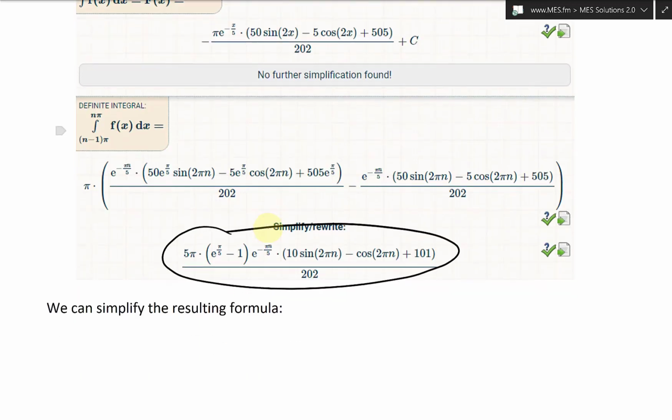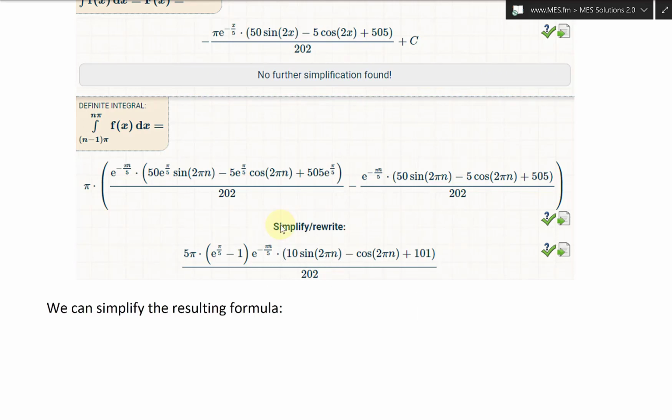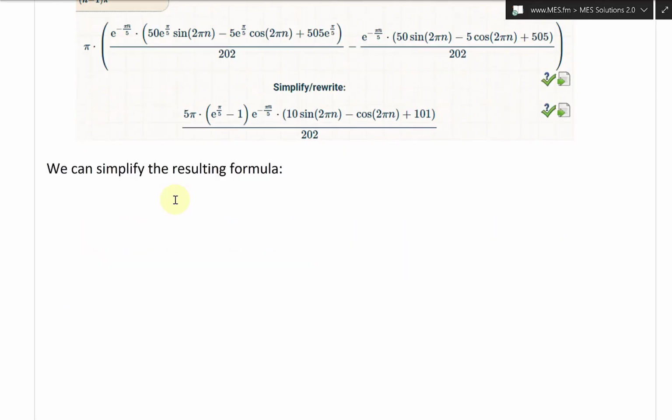But we can simplify the resulting formula even more, because note that there's a sine 2 pi n. And in our case, for integers, this equals 0. And this one right here, this equals 1. And we could see that. So we can simplify the resulting formula.